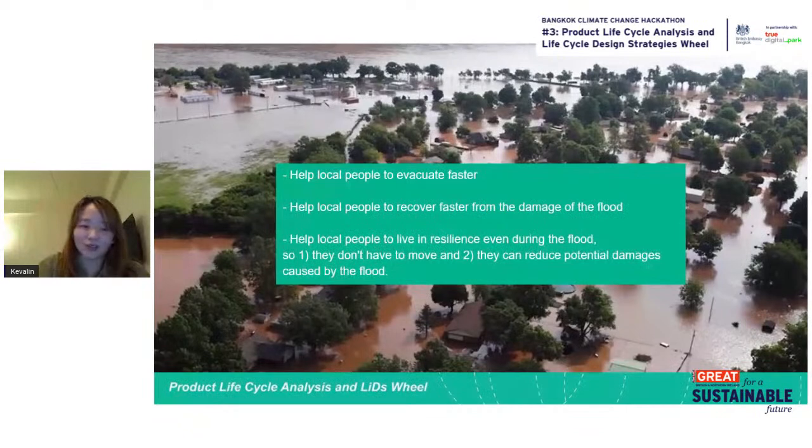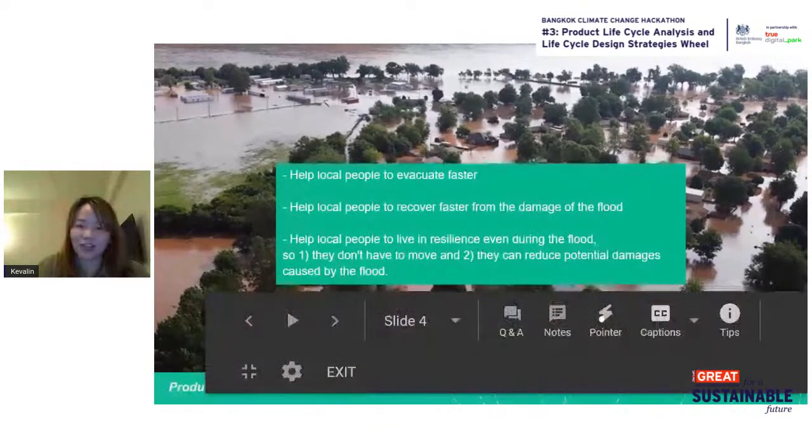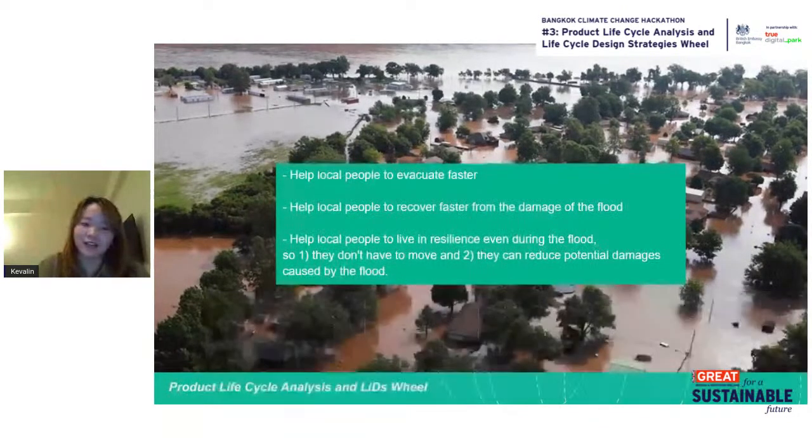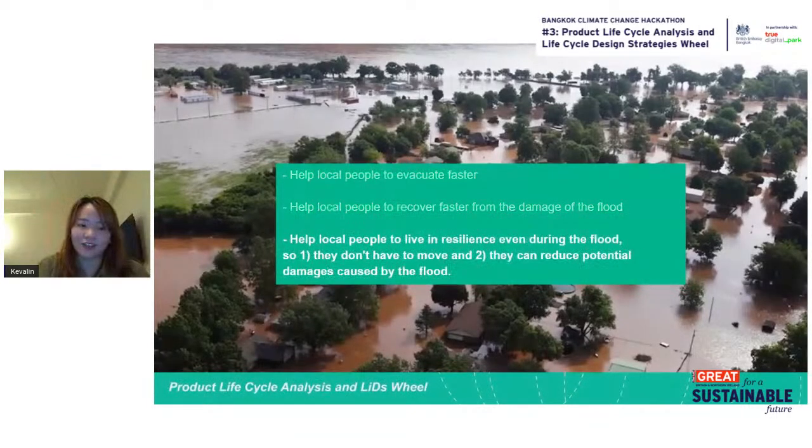These 3 options, evacuate faster, recover faster, and live in resilience, can come with different challenges. Thus, the option you choose dictates the objective you want to achieve with your design solution. To clarify, one objective can be achieved through many different solutions. Let's say we choose here to work with helping local people to live in resilience, even during the flood.